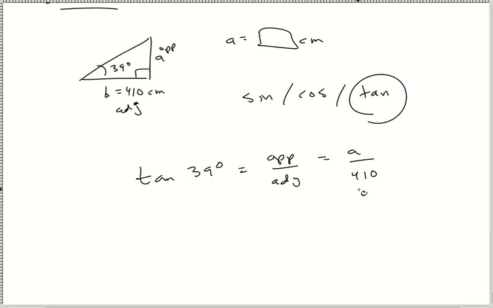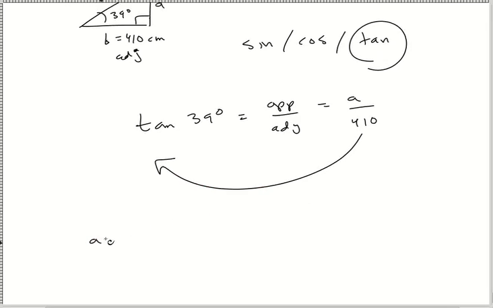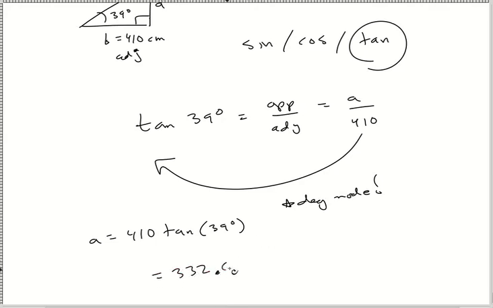So to solve for A, I simply take that 410 and move it over. Little a is equal to 410 tangent of 39 degrees. Remember to make sure you're in degree mode. See how you're doing degrees? So make sure your calculator's in degree mode. Mine's in degree mode. Cool. So then I can type that thing in exactly as you see it. Enter. And I got my answer. 332.01145. And that's in centimeters. Awesome.